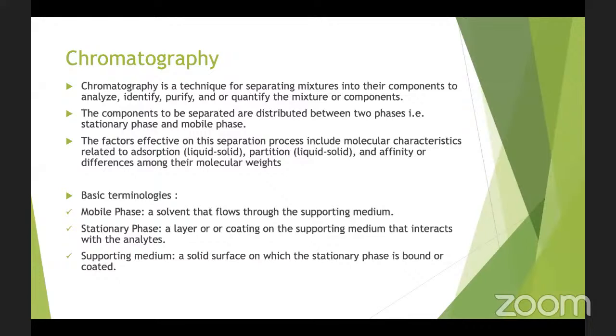There is one more thing, that is retention time. Retention time is the time for which your component was retained in the column or was bound to the stationary phase. Depending upon this retention time, you identify the component that you were trying to separate.